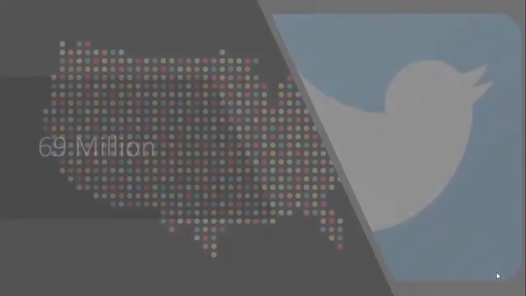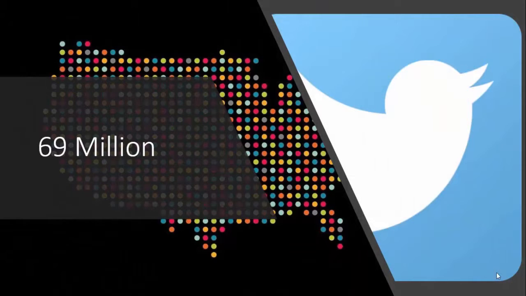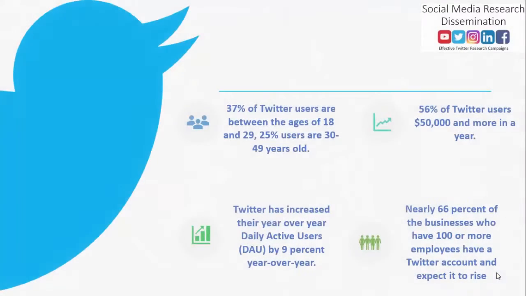Consider the following. There are over 69 million Twitter users in the US at last count. 37% of Twitter users are between the ages of 18 and 29, and 25% of users are 30 to 49 years old. More than half of Twitter users earn over $50,000 a year. Twitter has increased their daily active users by 9% year-over-year. And according to eMarketer, nearly 66% of the businesses who have 100 or more employees have a Twitter account and expect it to rise.